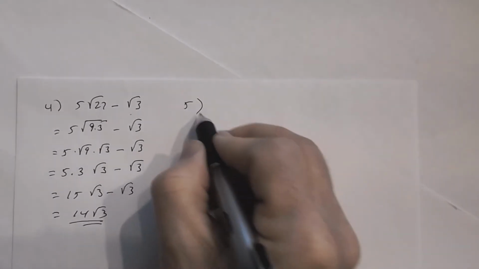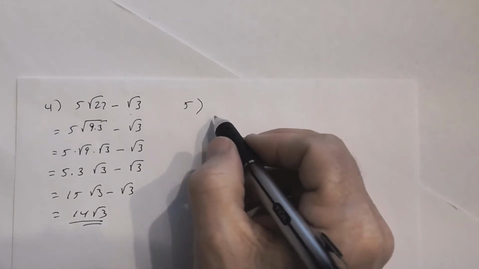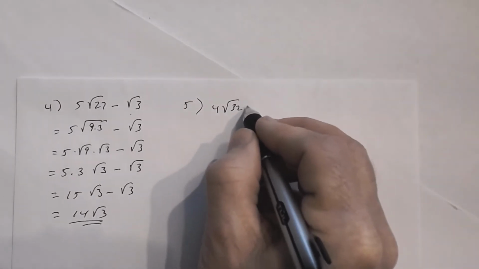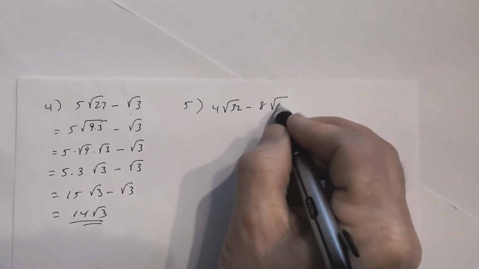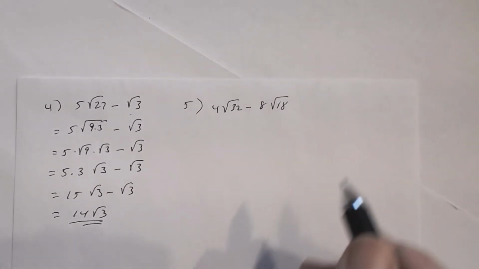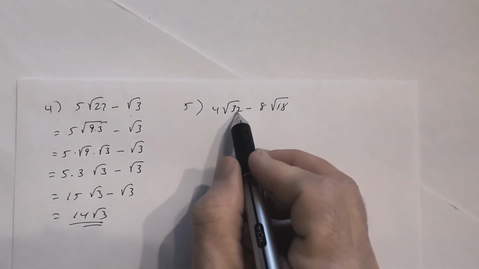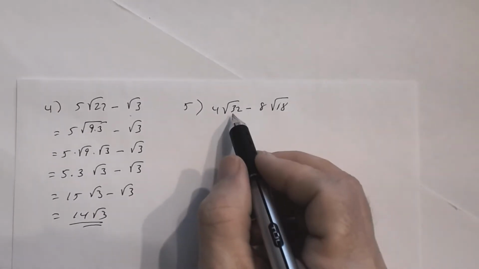Not difficult. Number 5, we have 4 square root of 32 minus 8 square root of 18. All right, so let's suppose we had that. Okay, so again, it looks like I can simplify both of those.